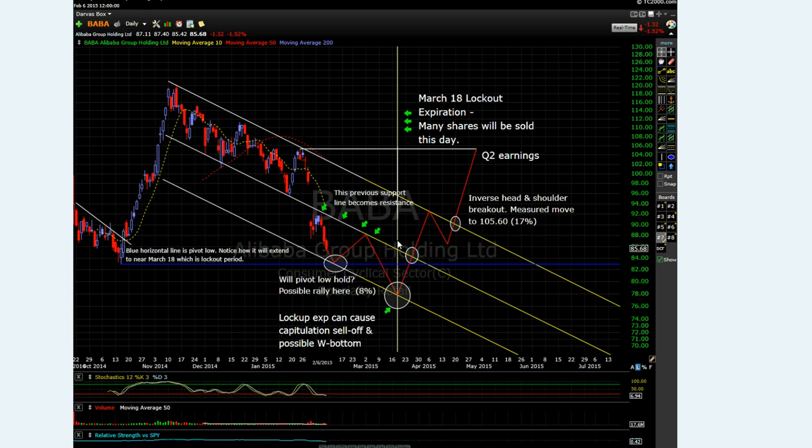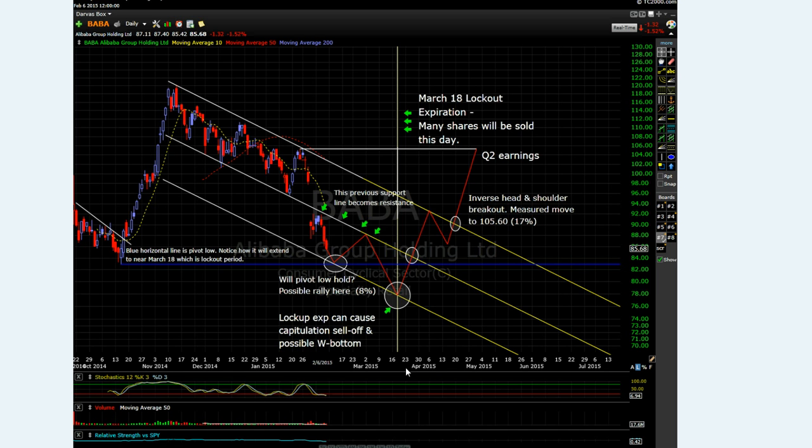You've got to remember, the market is all about supply and demand. And when you have a lot of supply and not as much demand, in this case, most likely the price of the stock would go lower. So using this downtrend line, I projected that by the March 18th lockout, we would get to this point here, which is in the 76, 74 area.